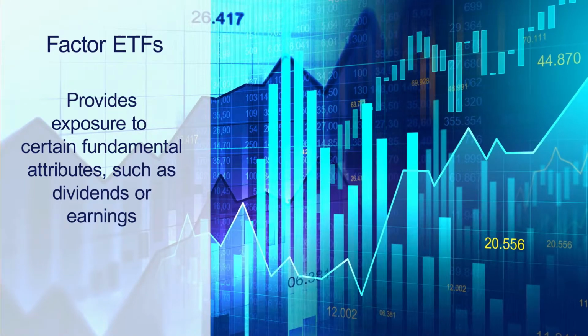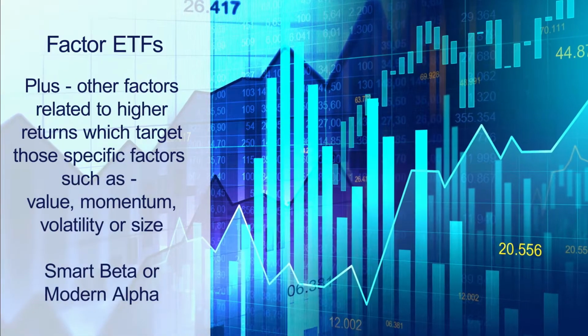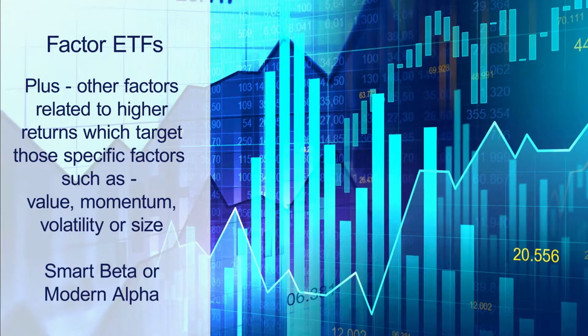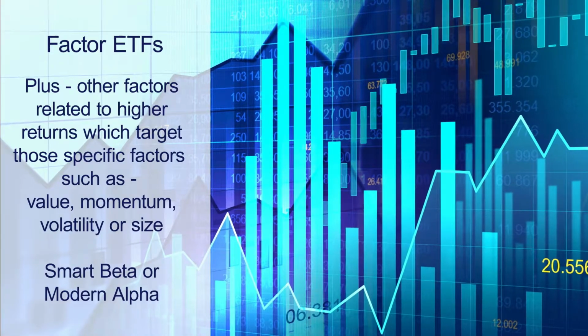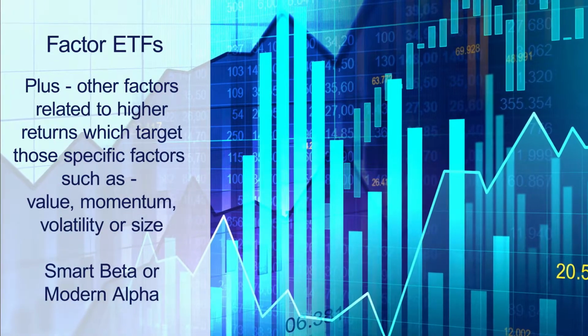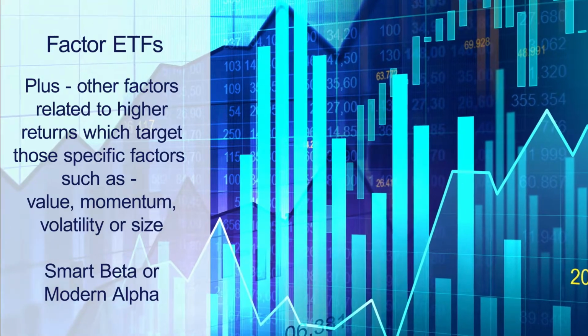Factor ETFs. WisdomTree was one of the pioneers of factor ETFs, and what they do is they provide exposure to certain fundamental attributes such as dividends or earnings, also other factors that are related to higher returns, which target those specific factors such as value, momentum, volatility, or size. A lot of factor ETFs fall into the bucket known as smart beta or modern alpha, as we like to call it at WisdomTree. The marketing term is ever changing, but really what you're getting is a fundamental exposure to an asset class, typically different from what is known as beta, which is typically market cap weighted ETFs or funds.